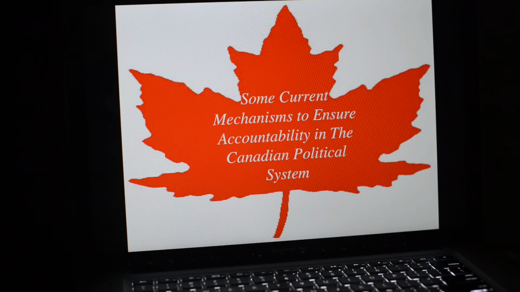However, there are many arguments about the effectiveness of these mechanisms. Some argue, for example, that they work while others say they don't work properly. So let's examine how the current mechanisms for holding the government accountable are open to criticism.